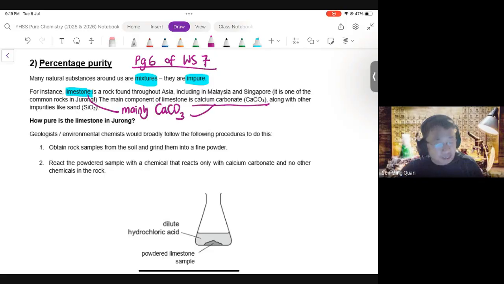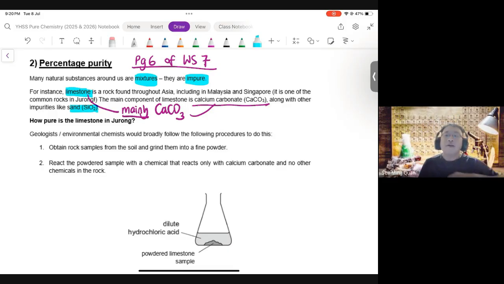Now, the key word here is mainly. This means that limestone is not pure calcium carbonate. Limestone is perhaps about 80% calcium carbonate and 20% something else, some impurity. The most common impurity inside stones and rocks is actually sand. And you have learned this before. Sand is silicon dioxide, which has a giant molecular lattice structure.